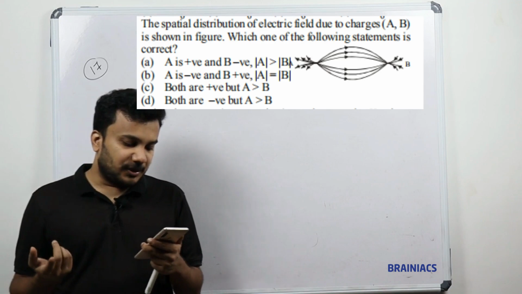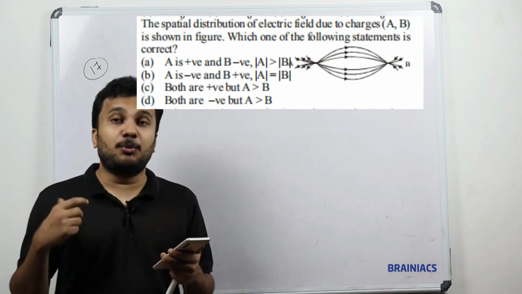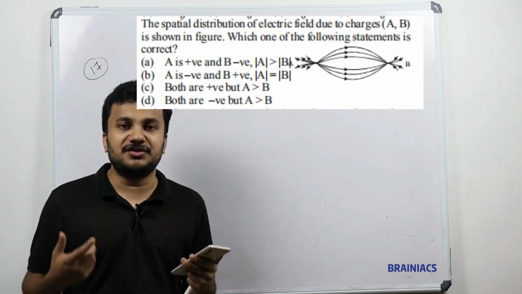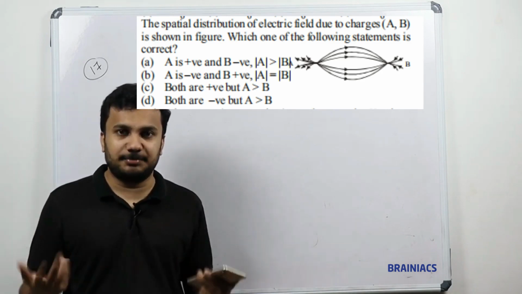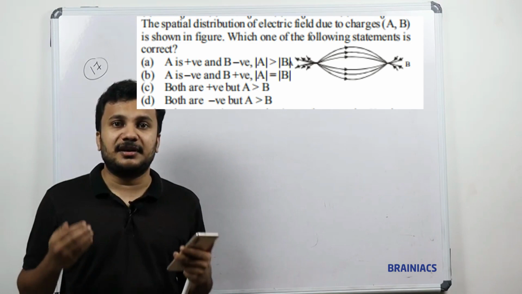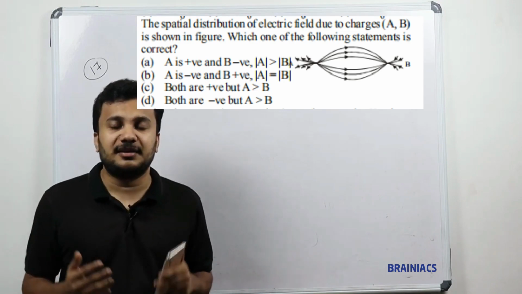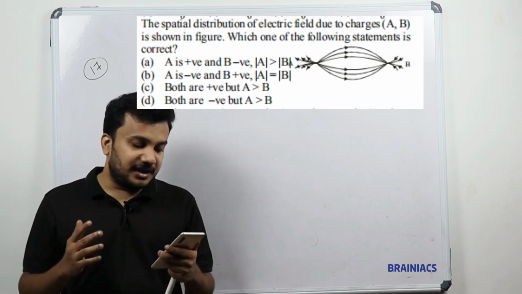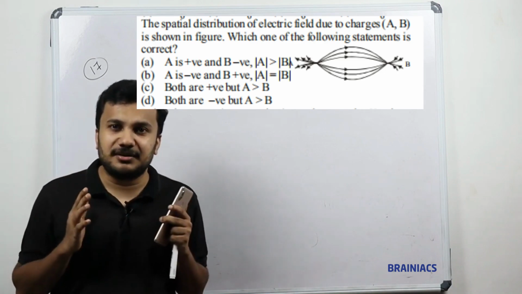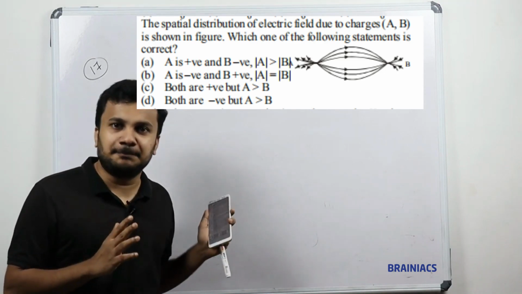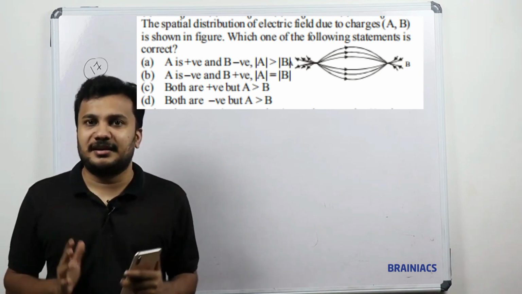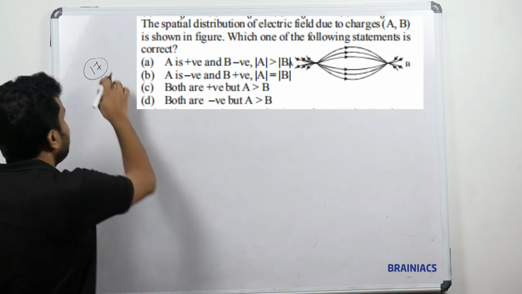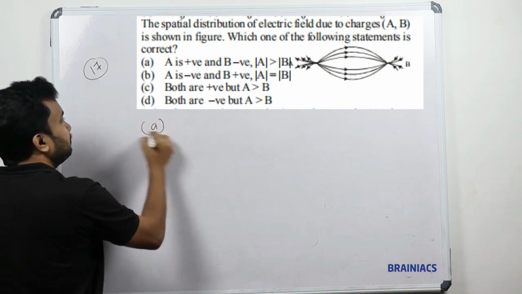So A is positive and B is negative, and modulus of A is greater than modulus of B, which means the charge at A is higher than the charge at B, because the number of electric field lines at point A is higher than the number of field lines at point B. That's why option A is the right answer for the 17th question. It's just a diagram given and you just need to analyze the diagram. Nothing complex. So for the 17th question, the answer is A.